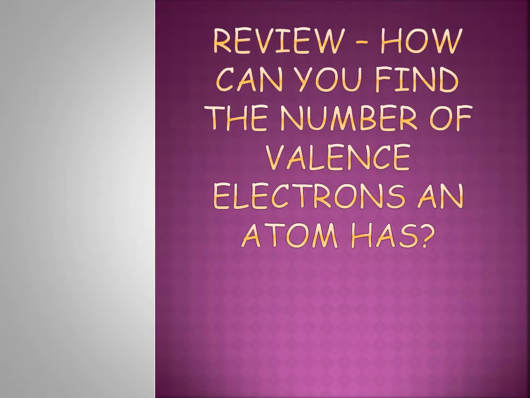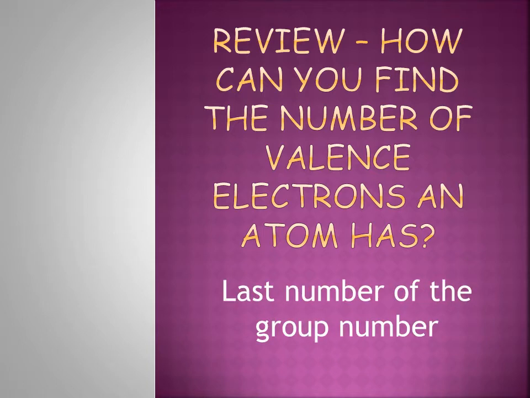So we're going to review a few things here. How can we find the number of valence electrons an atom has? And remember what a valence electron is? That is the number of electrons in that outer energy level, or that last ring. And we can find that by looking up the group number on the periodic table, and it's that last number of the group number.